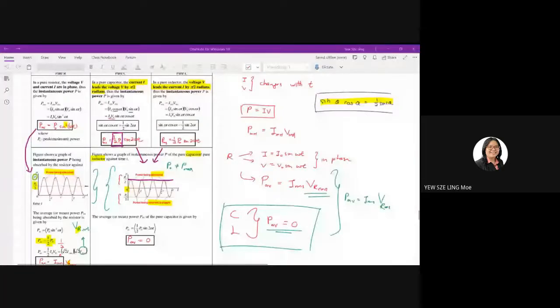All right, so I give you a bit of time to write down some of the additional info from here, and also the correction. Don't forget about the correction, all right? So write down, then we will proceed to the next part. We're going to see what is meant by average power and apparent power, and how to calculate the power factor.